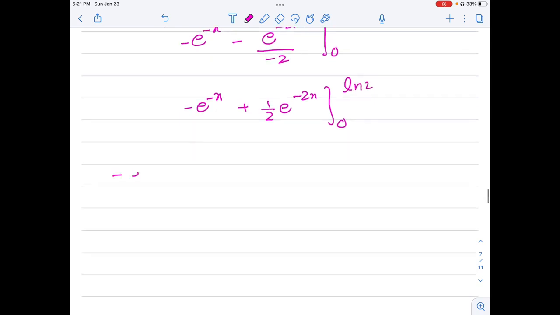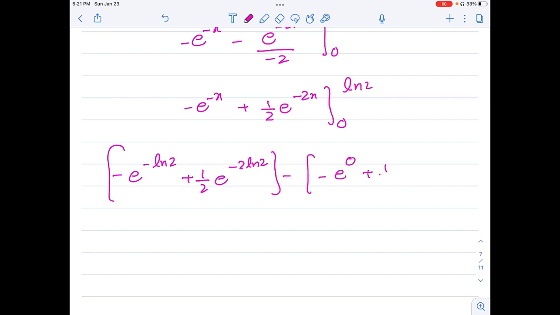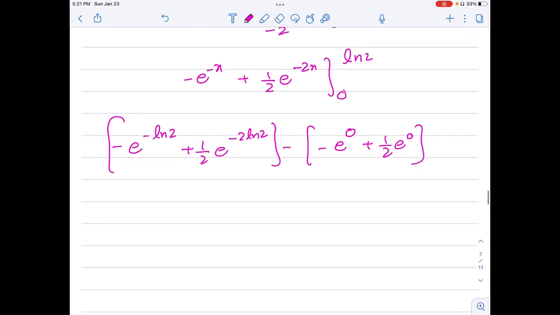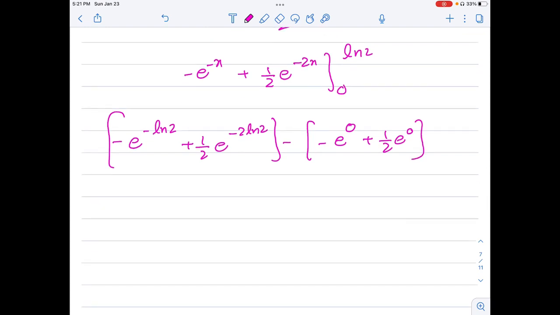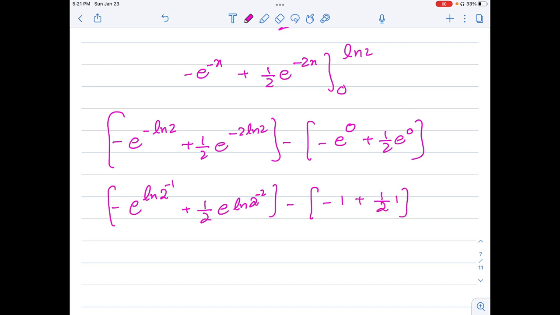Substitute the upper limit: minus e to the power of minus ln 2 plus 1 upon 2 e to the power of minus 2 ln 2. Then minus, substitute lower limit: minus e to the power of 0 plus 1 upon 2 e to the power of 0. Now simplify that. So minus e to the power of ln 2 power minus 1, that minus you can bring up to the power, 2 power minus 1, plus 1 upon 2 e to the power of ln 2 power minus 2, minus e to the power of 0 is 1, and again e to the power of 0 is 1.